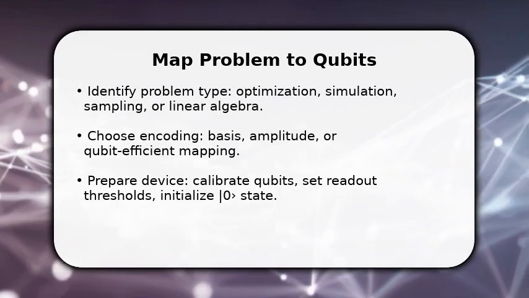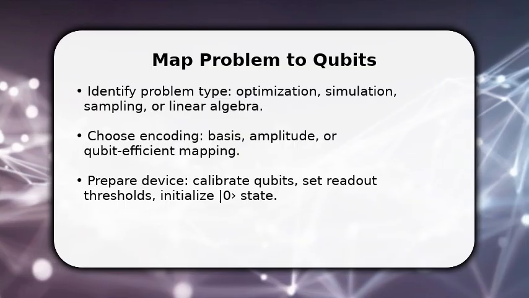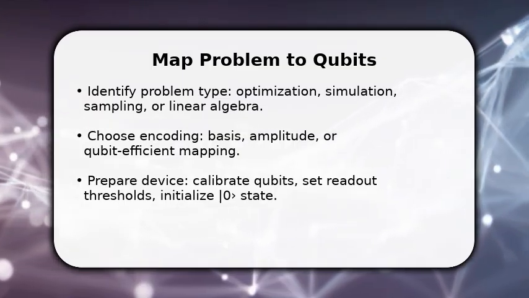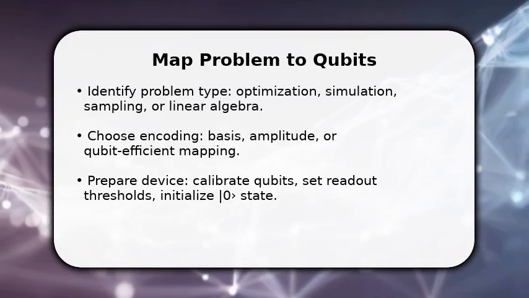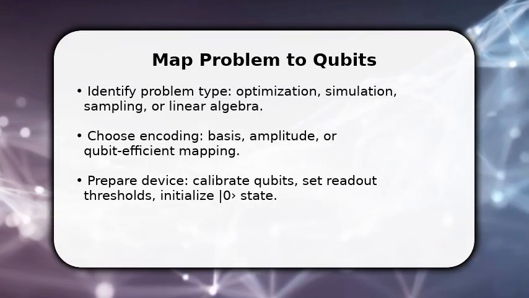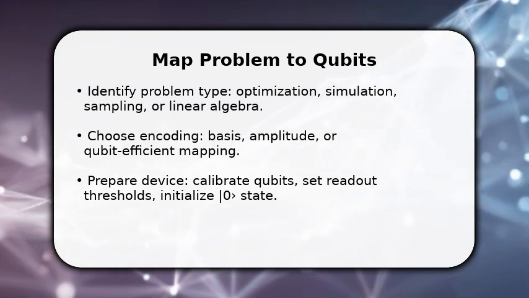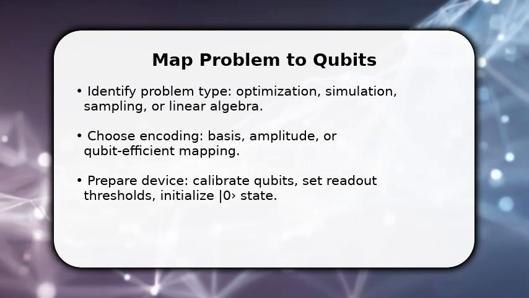Next, allocate the minimal qubit count and layout to match device connectivity. Once done, initialize the hardware, calibrate qubits, tune gates and readout, and prepare the default 0 state. Make sure to test small subcircuits immediately so you detect mapping errors before building larger circuits.